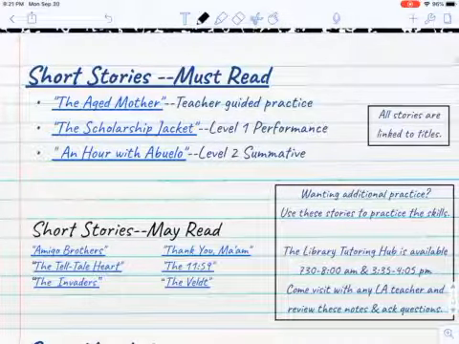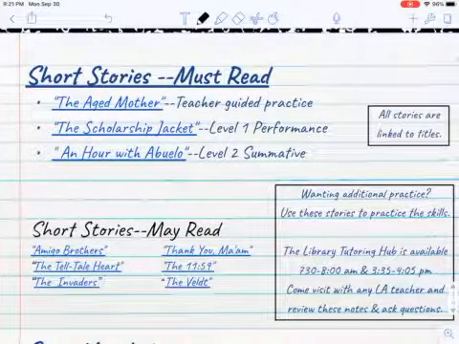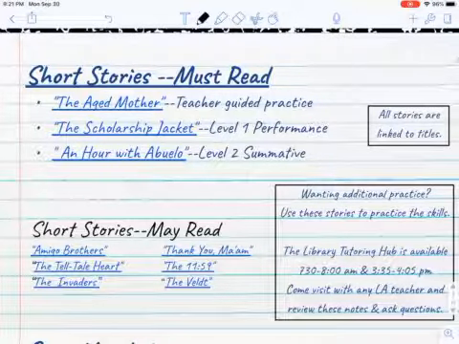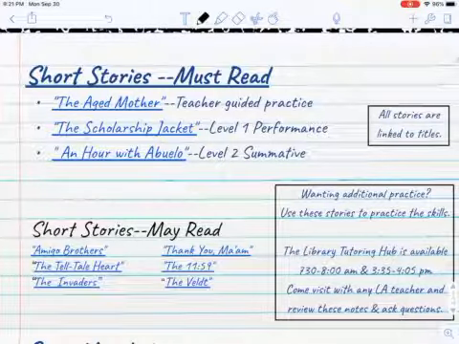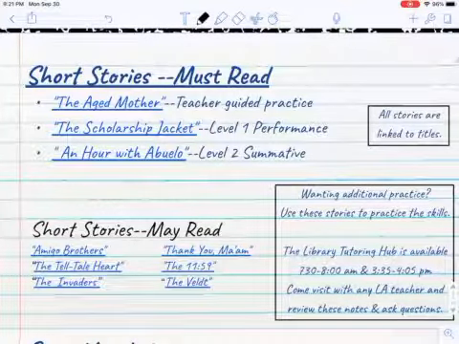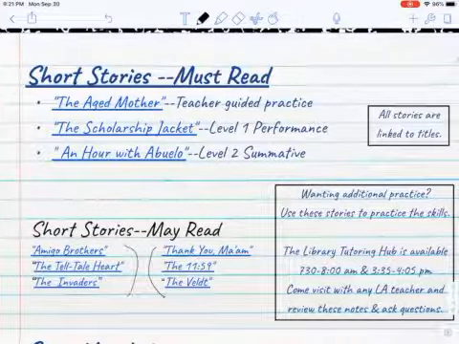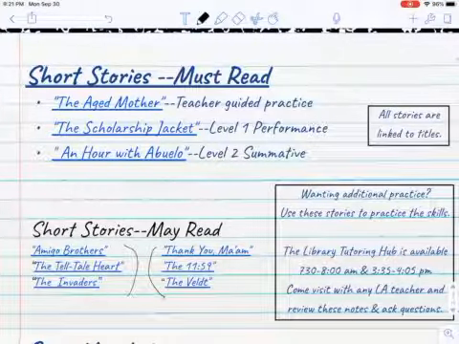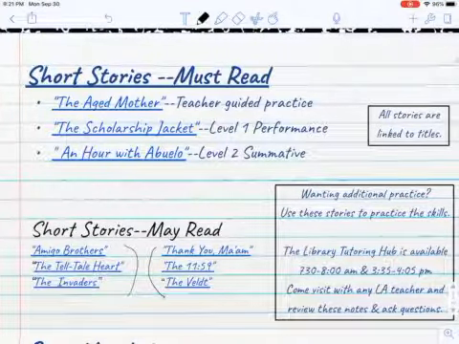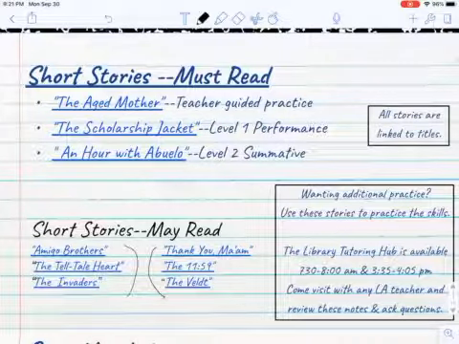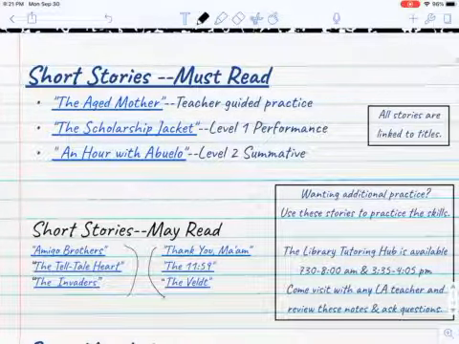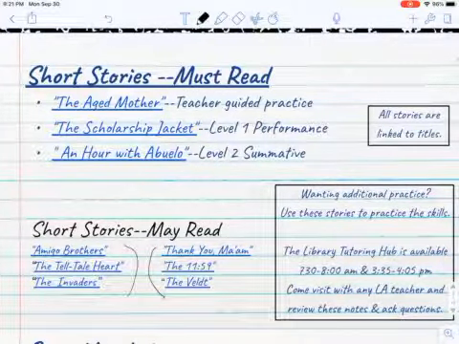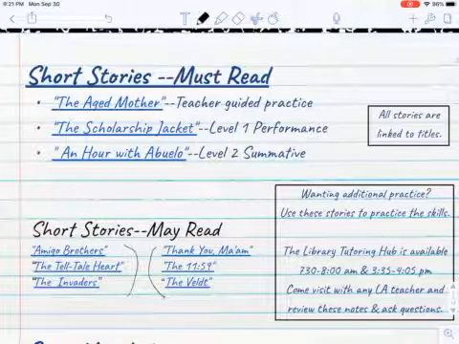You can click on these different titles so that you can access the actual stories if you want to look back at them. If you're wanting more practice, there are 6 extra stories that you can look at, and they're right down here. If you're still wanting additional practice, use these stories. You can also go back to the Aged Mother, the Scholarship Jacket, and you can ask any question. A teacher would be happy to help you.